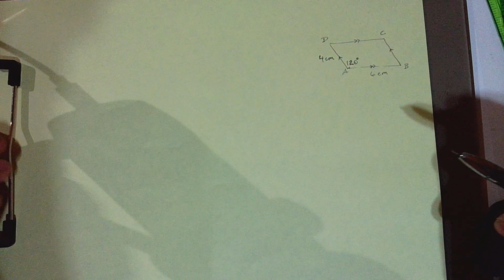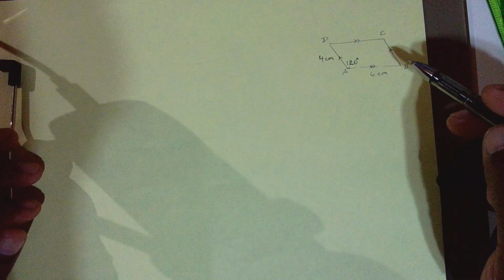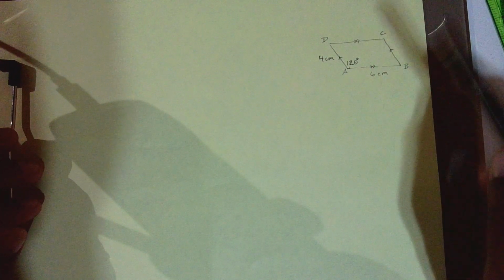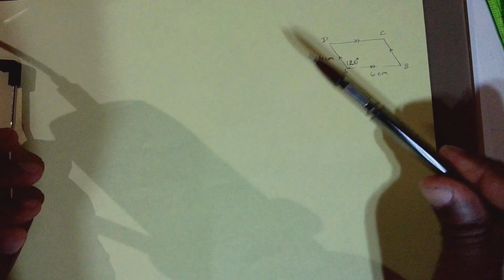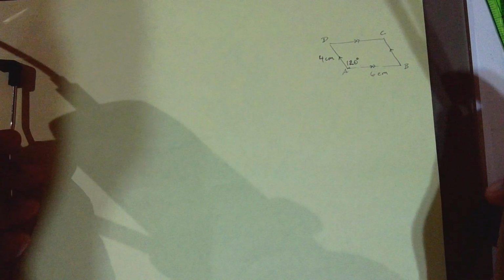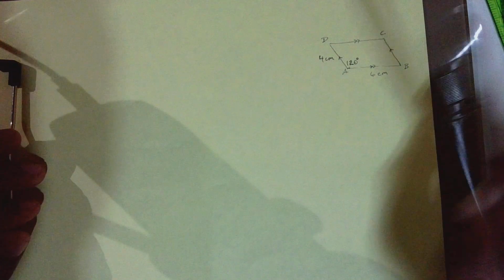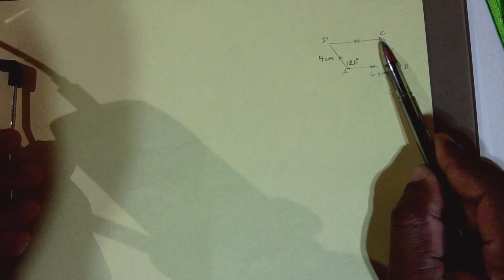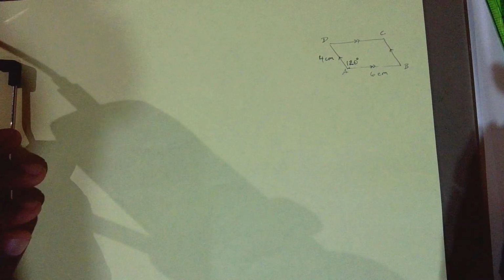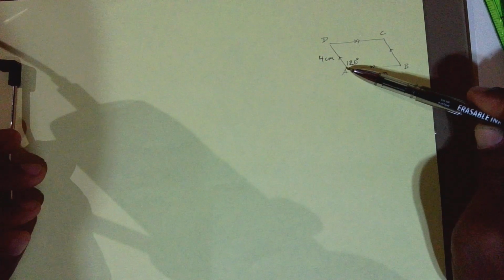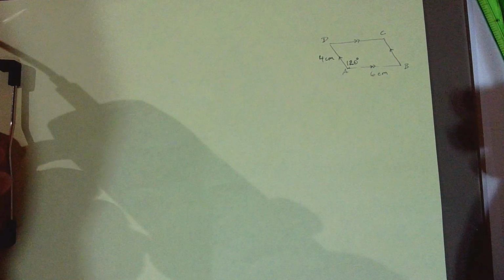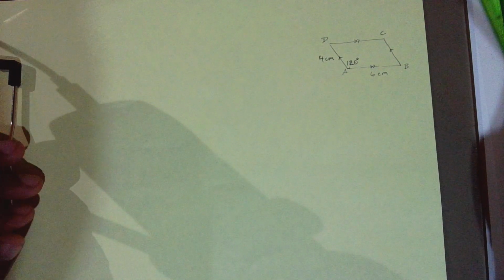Alright, so let's say we were asked to construct this parallelogram, and a parallelogram is a quadrilateral, meaning a four-sided shape with opposite sides parallel and of course equal in length. So this length AB is the same as DC, and they're parallel. This length AD is the same as BC, and of course they're parallel. So let's go on with it.